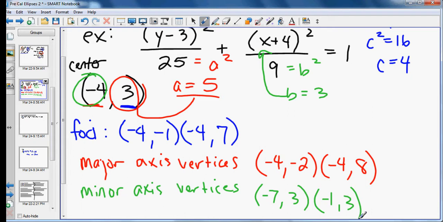Last thing for ellipses. This asks us to find the foci and the vertices, but they don't give it to us in the standard form. Whew, alright, so we have to find the standard form. Well, if you haven't watched the circle videos, then I would recommend you go back and look at those. It talks about how to use completing the square to put things in standard form. We're going to do something very similar here.